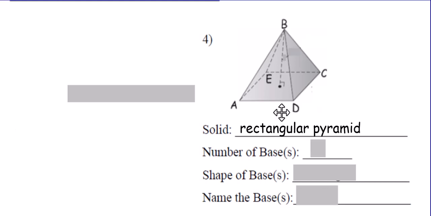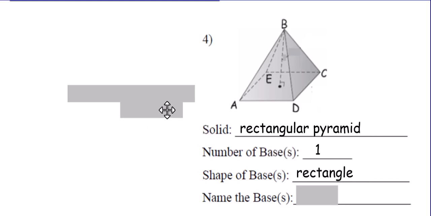So the number of bases that we have for any pyramid, including this one, will be 1. And the base of this shape is going to be a rectangle. Since we call this a rectangular pyramid, the base has to be a rectangle. Again, when we name the base, we want to go either clockwise or counterclockwise around that shape. So this is going to be our base. We can start with any of those letters and go either clockwise or counterclockwise around it. And I name this as AECD. And again, you could do CDAE, you could do EADC, as long as you go either clockwise or counterclockwise.